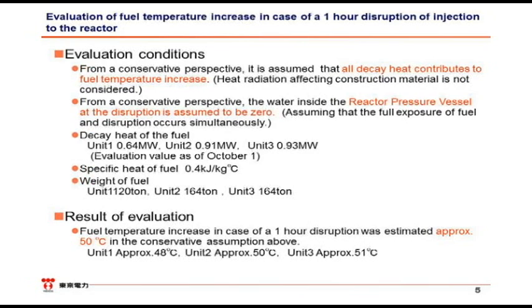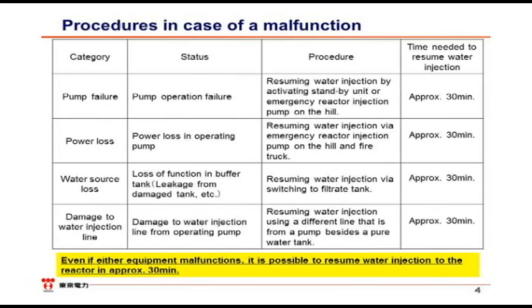Regarding the specific heat and weight of the fuel described in this table, if all decay heat contributed to the increasing reactor temperature, we conservatively expect that the appreciation ratio of fuel temperature is approximately 50 degrees Celsius per hour. To be precise, the ratio is approximately 48 degrees Celsius per hour for Unit 1, approximately 50 degrees Celsius per hour for Unit 2, and approximately 51 degrees Celsius per hour for Unit 3. Therefore, in case the water injection resumes approximately 30 minutes after the stop of water injection, we presume that the fuel temperature appreciation ratio will be approximately 25 degrees Celsius per hour, that is half of the above evaluation as shown in page 4.